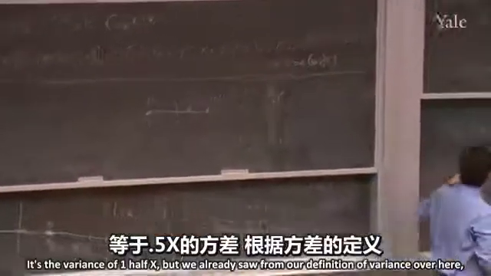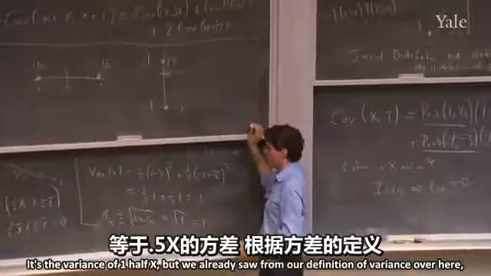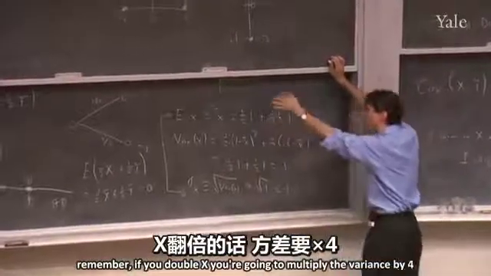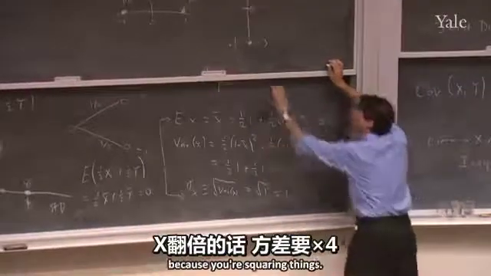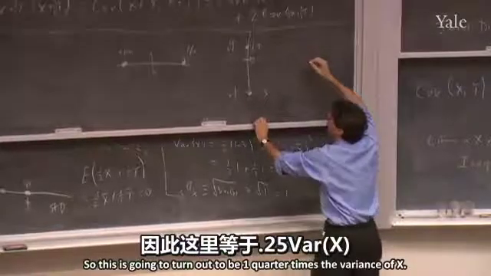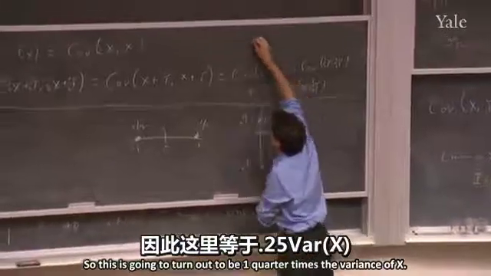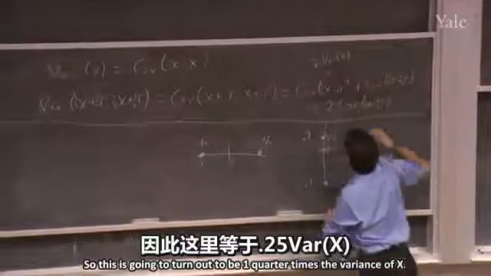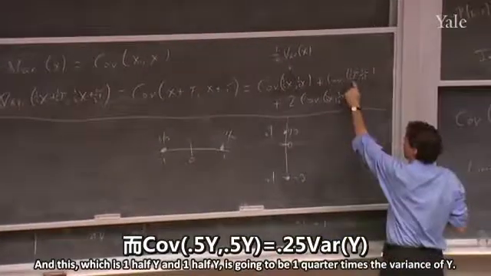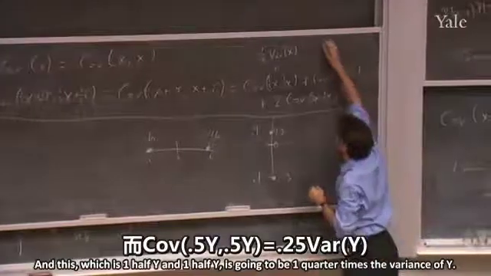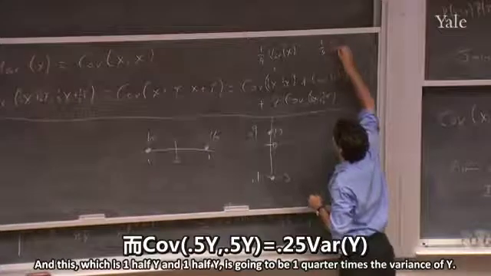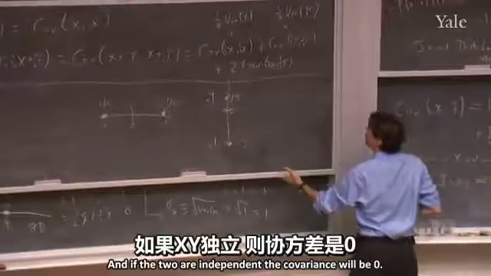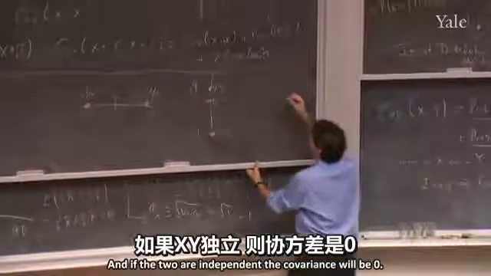But we already saw from our definition of variance over here, remember, if you double x, you're going to multiply the variance by 4 because you're squaring things. So this is going to turn out to be a quarter times the variance of x. And this, which is a half y and a half y, is going to be a quarter times the variance of y. And if the two are independent, the covariance will be 0.